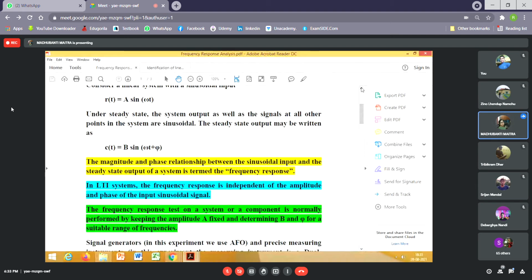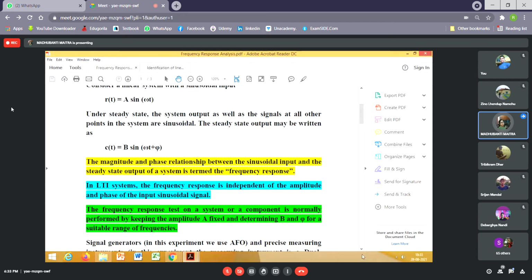Already I have told you that phi is the relative phase shift between the output and the input. And what about the gain? The gain is defined to be the ratio of B to A. That means the ratio of the amplitude of the output signal to the amplitude of the input signal, B by A.